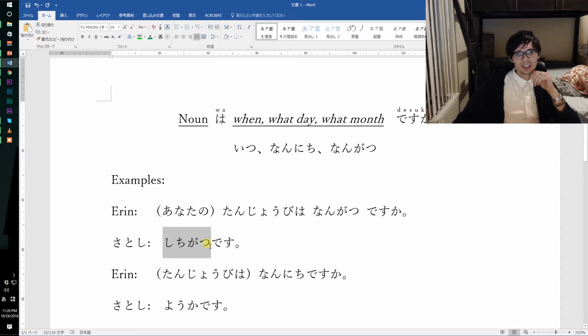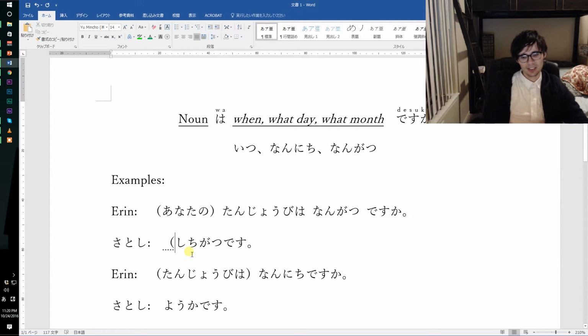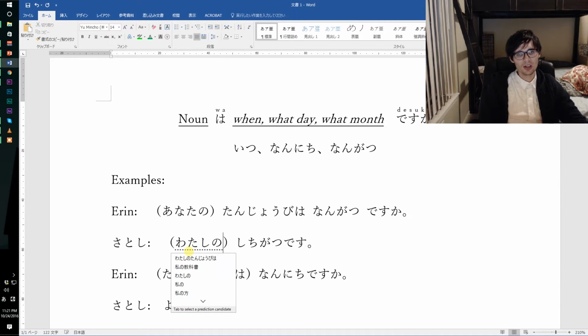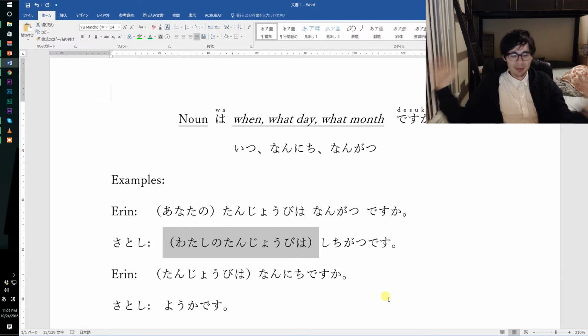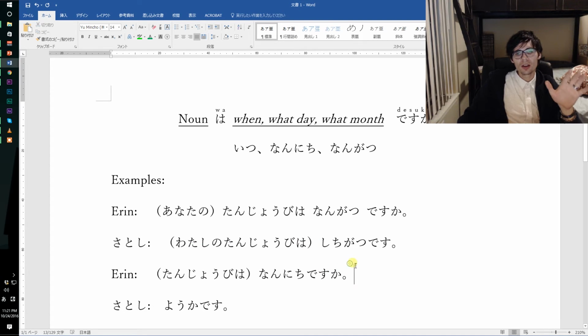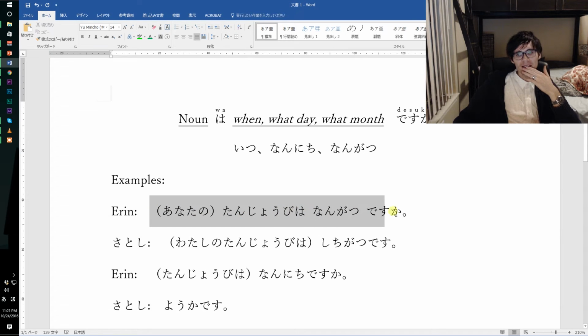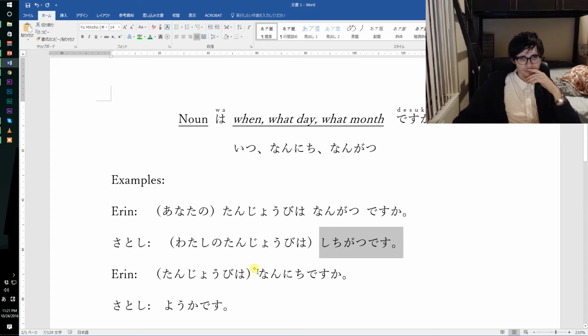And Satoshi responds by saying, Shigatsu desu. Now, did you guys notice that he left out the subject here too? The subject of this sentence would be, Watashi no tanjoubi wa shigatsu desu, which means my birthday. All this is implied. And like we just said, if it's already obvious whose birthday they're talking about, then Japanese people like to just leave that information out. It's redundant. So I'm going to leave it in parentheses just so you know that it's implied to be there. However, often in Japanese you won't hear people actually say it. So once again, that was 誕生日は何月ですか? 7月です。What month is your birthday? July. Next.